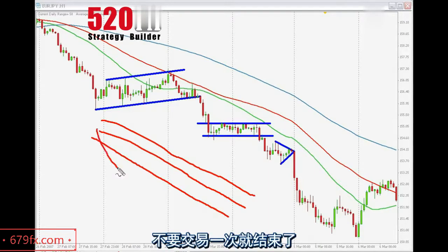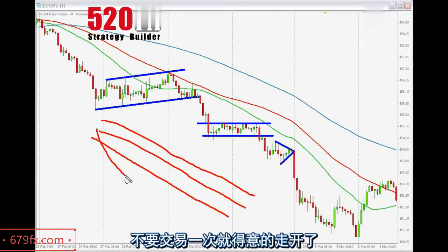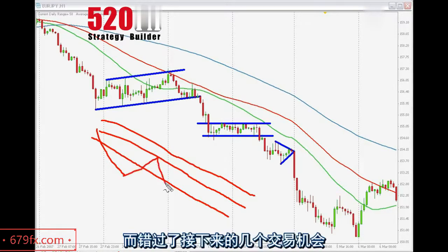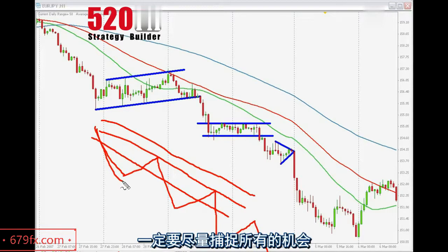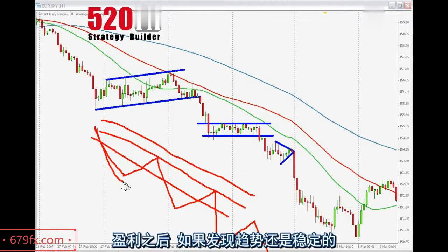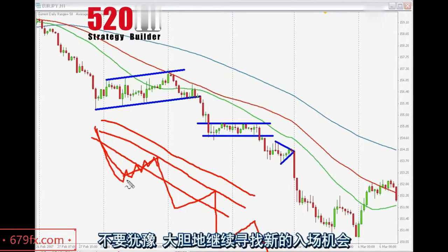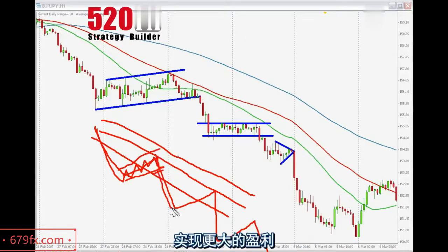Don't just take the first one, pat yourself on the back, tell yourself that you've done a good job, and let the next one and the next one go by. Instead, profit from the first one. Close out the trade at a profit, reassess whether the trend is still in place. If it is, don't hesitate to search for a new entry, for a new breakout. Off it goes. More pips in the bank, and keep on waiting.